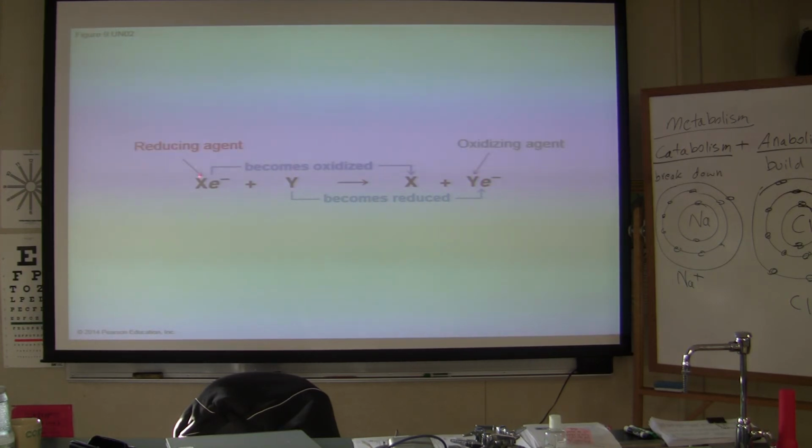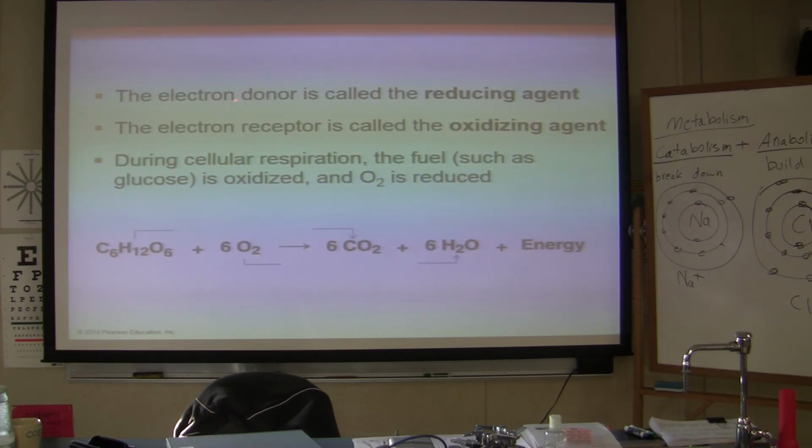So here, the reducing agent would be the Xe, which becomes oxidized, and then Y becomes reduced. Of course, the Y is the oxidizing agent. X is giving all of that electron that I talked about. Sodium and chlorine would be equivalent to that. The electron donor is called the reducing agent. Sodium is the electron donor, so it is the reducing agent. And the electron receptor, receiving the electron, is called the oxidizing agent. Do I make sense? So chlorine is the oxidizing agent.